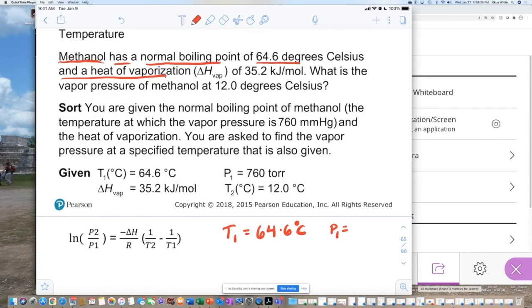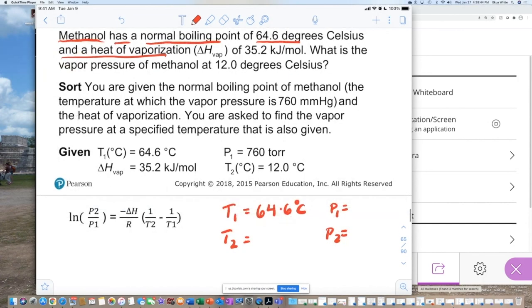So I know with T1 comes T2, right? And P2. So I'm going to leave that there. But it says heat of vaporization, delta H sub VAP, is equal to 35.2 kilojoules per mole. What is the vapor pressure of methanol? So we're looking for this at 12 degrees Celsius. So we got 12 degrees Celsius.